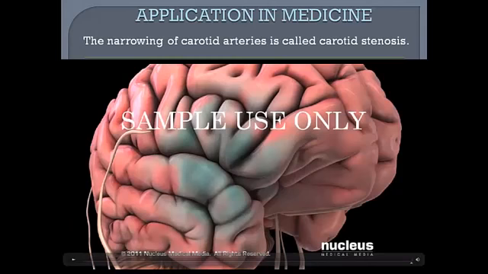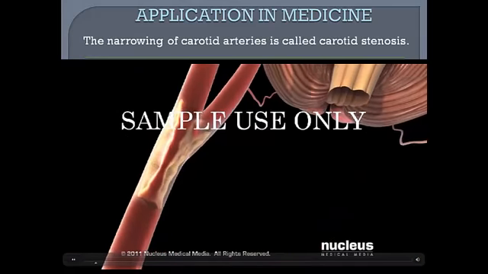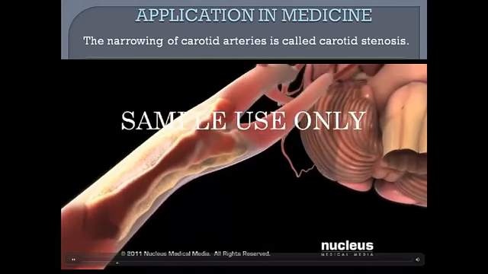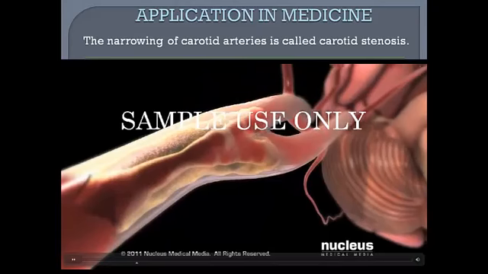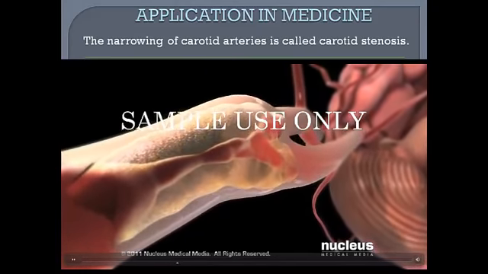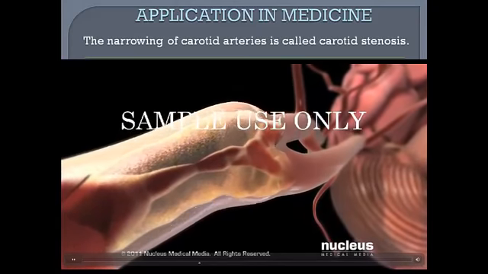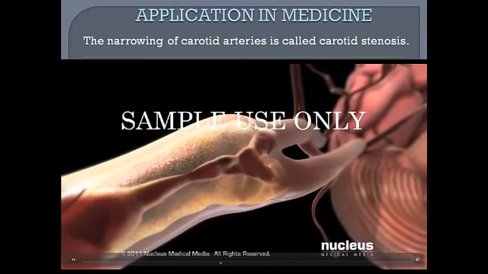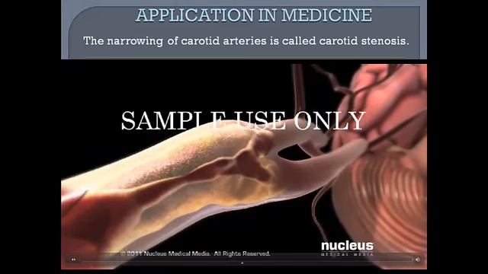Application in medicine. The narrowing of carotid arteries is called carotid stenosis. Fatty deposits, called atherosclerotic plaques, can build up inside the carotid artery. These plaques can narrow the passageway of the artery and interfere with blood flow to the brain. This blockage or narrowing is called a stenosis.